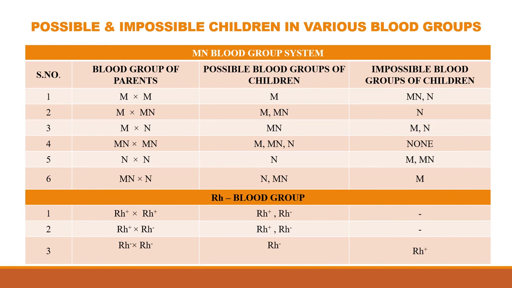Next is the Rh blood group. In the first, both parents are Rh positive. The possible blood groups for the children are Rh positive and Rh negative, and there is no impossible one. In serial number 3, both parents are Rh negative, and the possible is Rh negative, and the impossible is Rh positive.